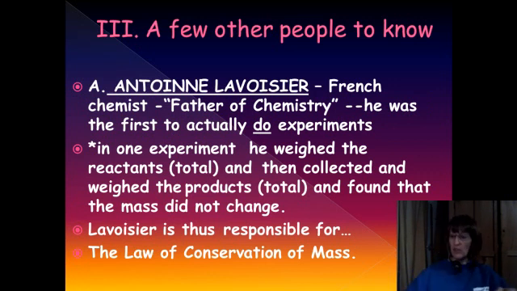There are some people that you need to know. And the first one is Antoine Lavoisier. I'm sure there's a better way to say that with a French accent, but that's my best. So you need to write down that he is the father of chemistry. He was the first guy to actually do chemistry experiments. That's what you need to write down about this man. So that first little sentence there: he's a French chemist, father of chemistry, he was the first to actually do experiments. That's what you need to write down on your paper.